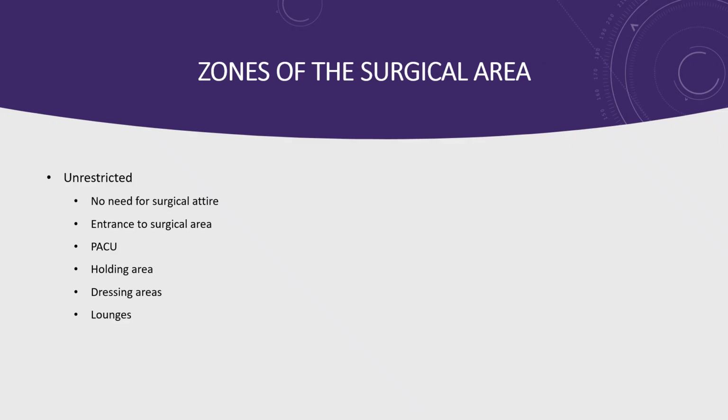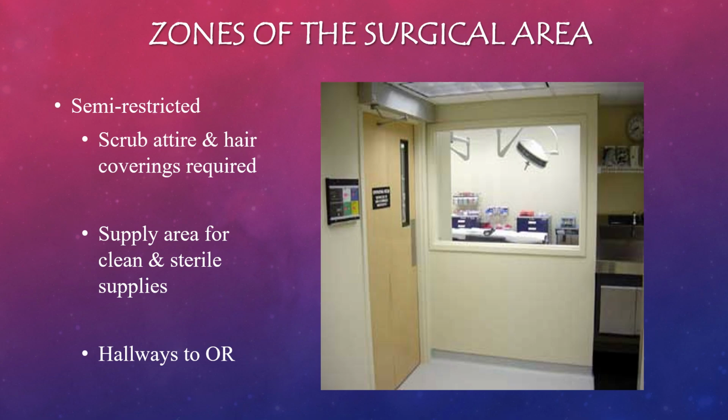This is where the family members can come. This is where we can kind of roam around as we see fit. Then we go to the semi-restricted area. The semi-restricted area is the hallways and rooms right outside of the OR suites themselves. Like you see in the picture, very typically, there's multiple windows you can see inside the OR suites, but these are the areas and the hallways around.